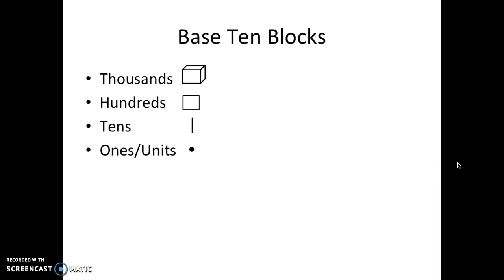Our base 10 blocks are as follows. The three-dimensional cube represents the thousands place in a four-digit number or greater. The flat square represents the hundreds place in a three-digit number or higher. The line represents a tens place in a two-digit number or greater. And the circle, the little black filled-in circle, represents the ones or the units place in a one-digit number or higher.